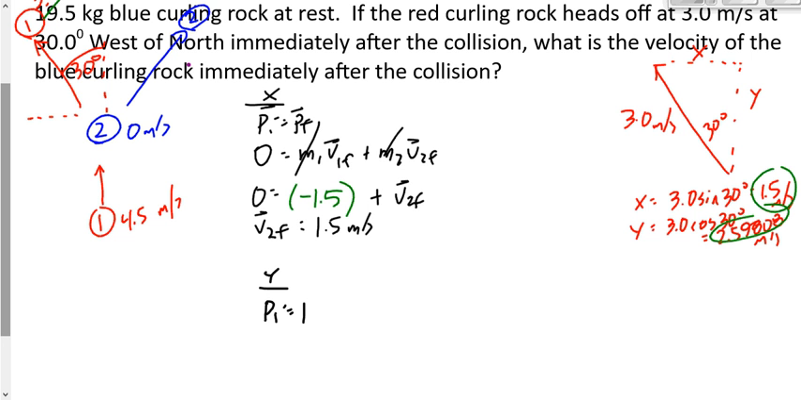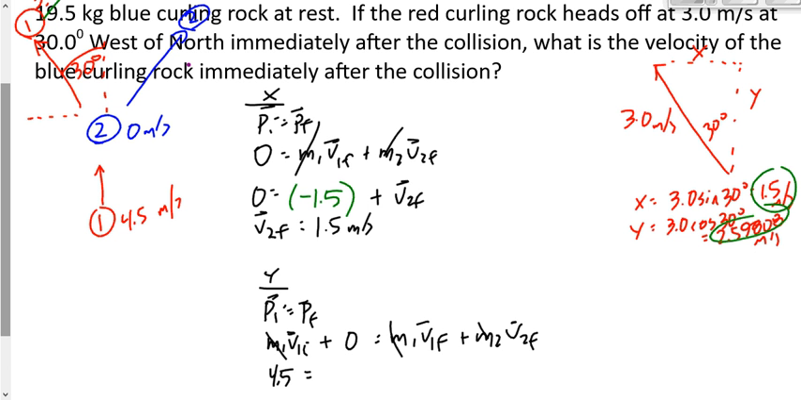Now the Y component's a little bit more work here. I got to put in a term for that because it's moving now, right? M1 V1I, because object number 1 is moving on the Y-axis, plus 0 because object number 2 isn't, equals M1 V1F plus M2 V2F. Masses cancel, same mass, 19.5 kilograms. V1I is 4.5 this time, not 0. V1F.